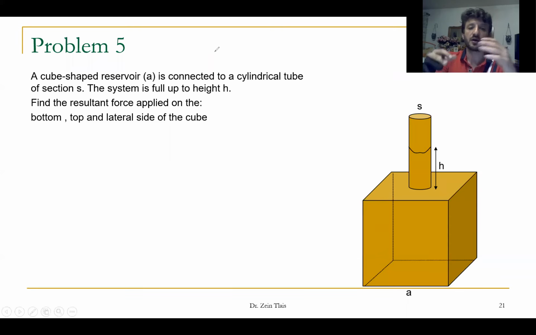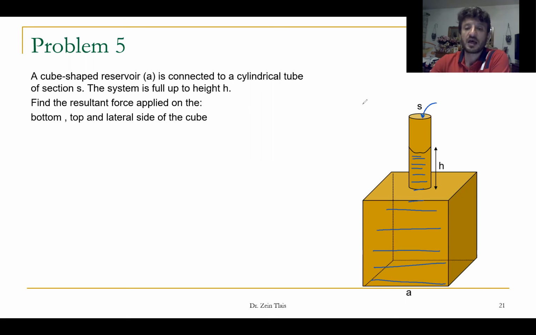Here we have a cube reservoir of side A, as you see, open and connected to a cylindrical tube of section S. And we put water in the system to fill all the cube and the cylinder tube to a height h.